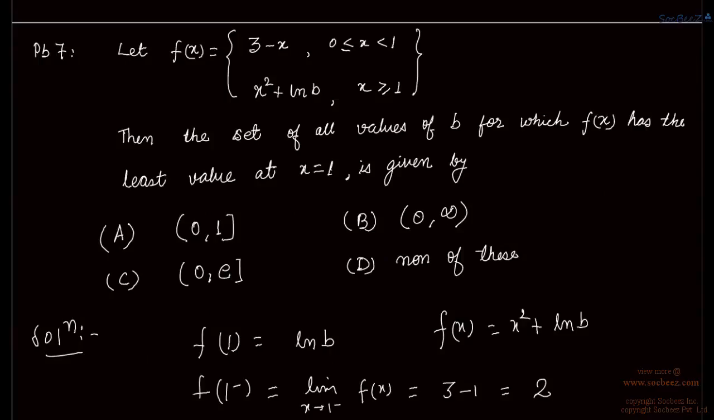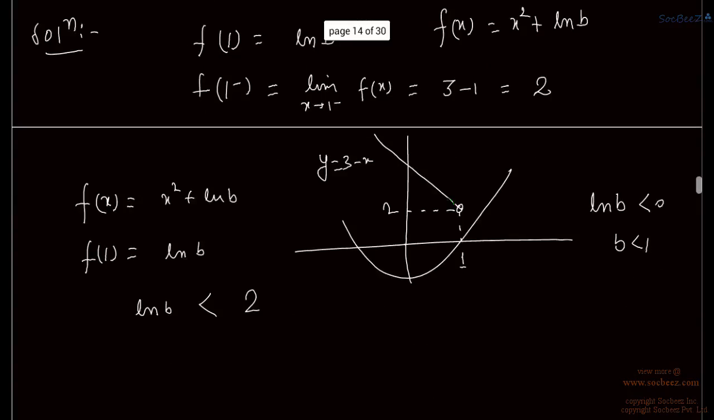So at x is equal to 1, the function f(x) is attaining its minimum value. So f(1) is equal to 1 plus ln b, right? So this must be the minimum, right?